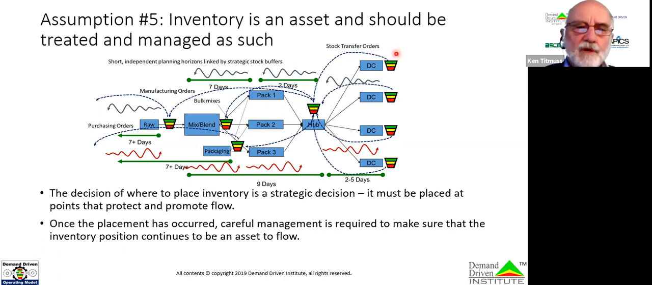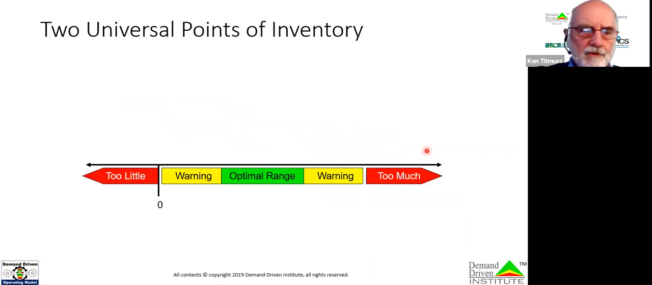So here we can see we've got finished goods buffers sitting at distribution centers here. We've got a factory warehouse here with a stock buffer. We've got stock buffers of raw materials, etc. But we've also determined that we should be buffering within our own bill of materials as well. And we've broken this down to a number of smaller planning horizons, which are a lot easier to maintain and plan.